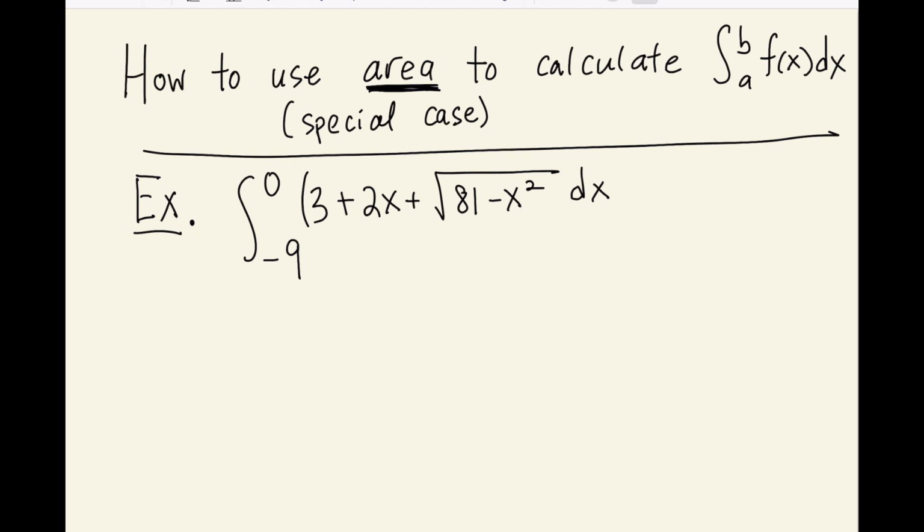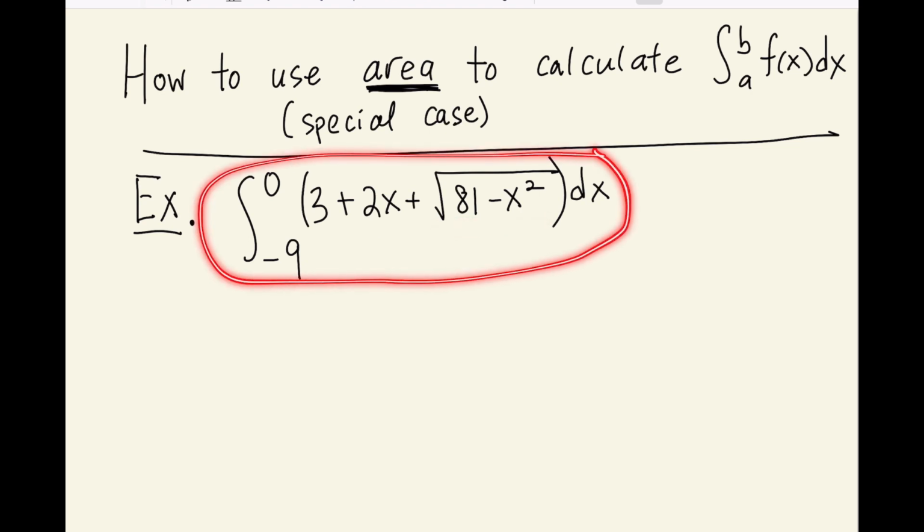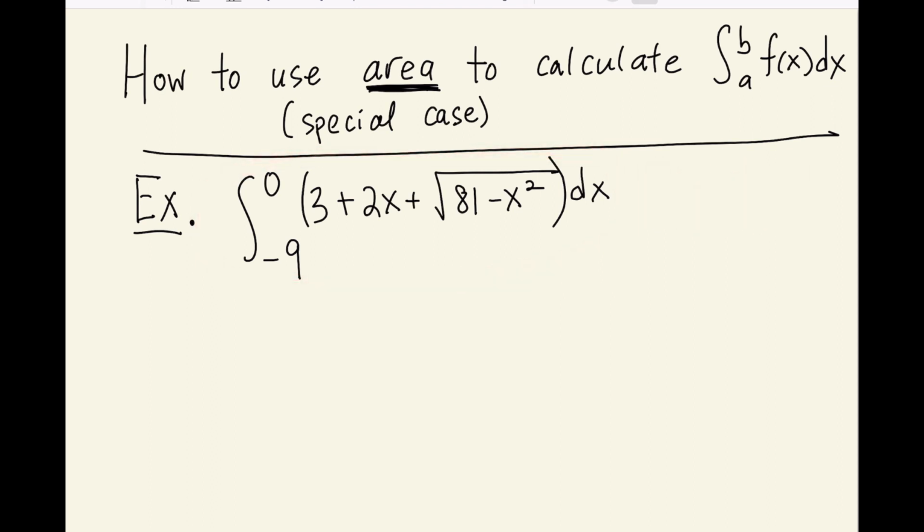So let's do one last example. So at first, this example might look a little bit complicated. We have the definite integral from -9 to 0. So these are our bounds of integration of the function 3 plus 2x plus the square root of 81 minus x squared. So I'm going to use the properties of definite integrals to break this big problem into smaller, easier problems. So this integral can be rewritten across the sums.